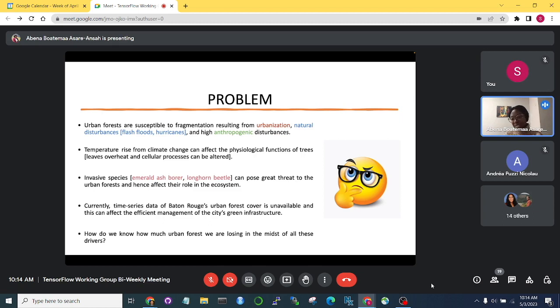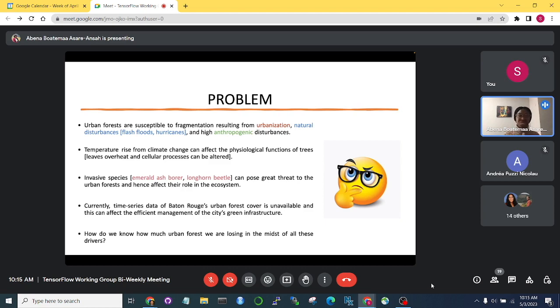And then also anthropogenic activities can make the urban forest susceptible. When there's a temperature rise resulting from climate change, it can affect the physiological functions of trees. This was one thing I learned from my ecophysiology class in school: just as humans go through heat stress and heat stroke, the leaves also go through a lot of physiological stress. For example, the leaves can overheat, and that can affect cellular processes. Respiration, photosynthesis, and food preparation can all be altered just because there's a high rise in temperature.